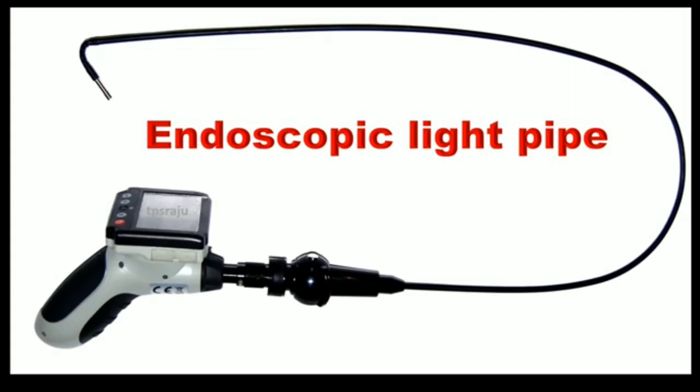By using optical fibers, an endoscopic light pipe is prepared. The doctor inserts the pipe into the stomach through the mouth. Light is sent through one set of fibers in the light pipe. This illuminates the inside of the stomach. The light from the inside travels back through another set of fibers in the pipe. Hence, the image appears on the computer screen.